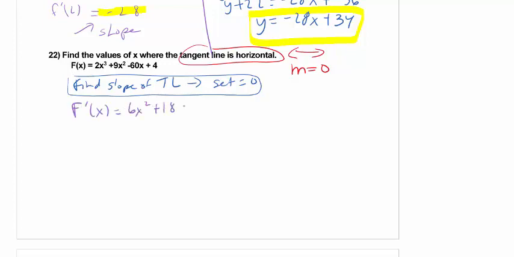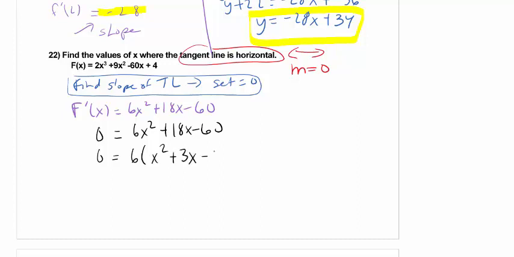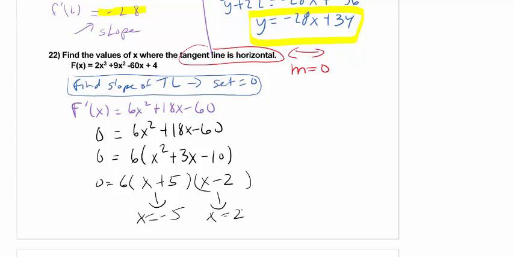6x squared plus 18x minus 60. That's my derivative. Now I'm going to plug in 0 for y, which is my slope. That's what I want the answer to be. This is a quadratic. We're going to pull out any like factor, GCF first, which I can pull out a 6. And then I can easily factor this to an x plus 5 and an x minus 2. This gives me x equals negative 5. This gives me x equals 2.